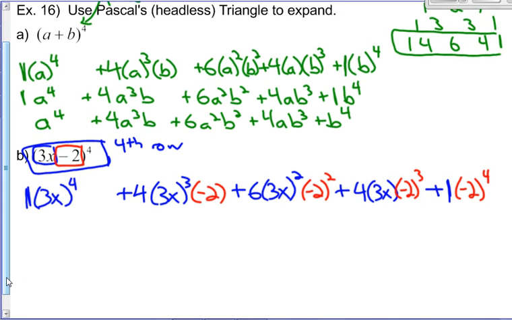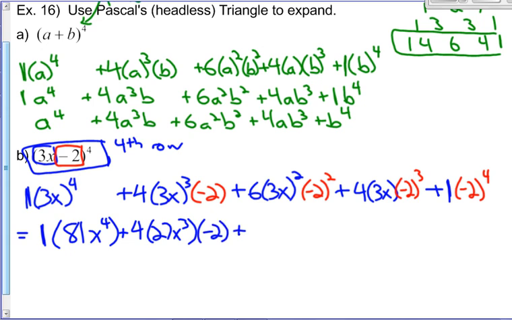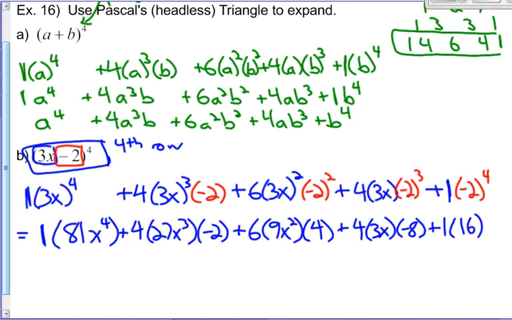I really recommend that you do this in 2 more steps. So the first of those steps is just apply the exponents. 3 to the 4 is 81, x to the 4. Okay, remember to apply that power of 4 to your 3. The next one, we're going to have 4 times 3 cubed. Oh yeah, that's 27. x cubed times negative 2. The next one, we'll have 6 times 9x squared times 4. The next one, we'll have 4 times 3x times negative 8. And lastly, we'll have 1 times 16.